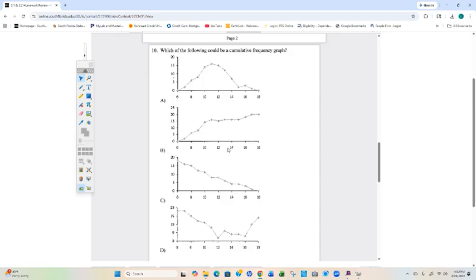All right, if you answered B, you are correct. This one would be a cumulative frequency graph because remember, those keep climbing. They do not come back down.